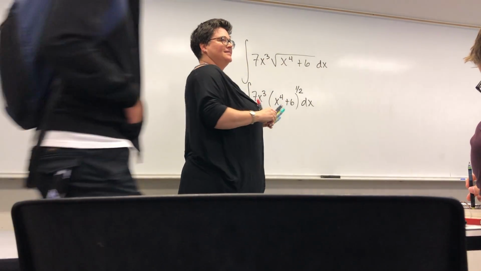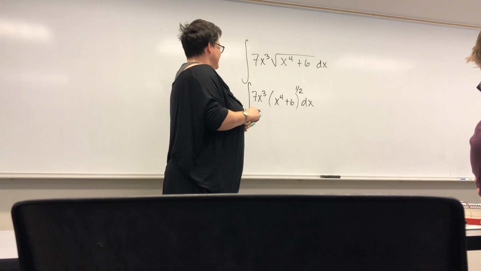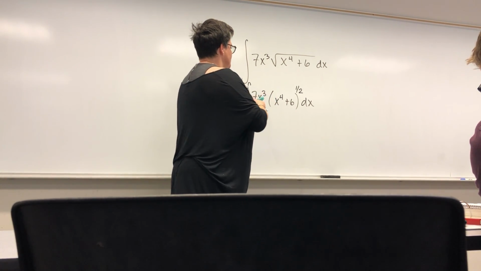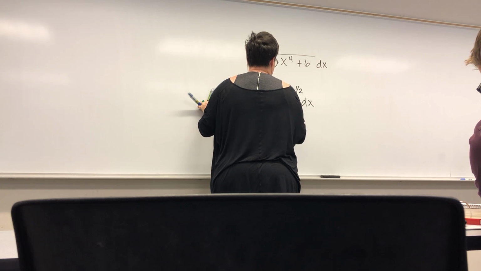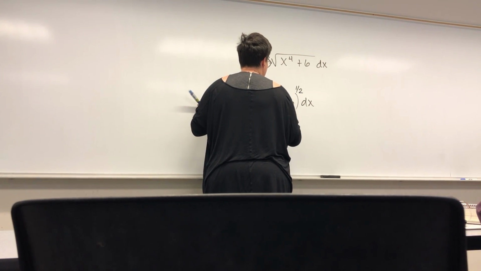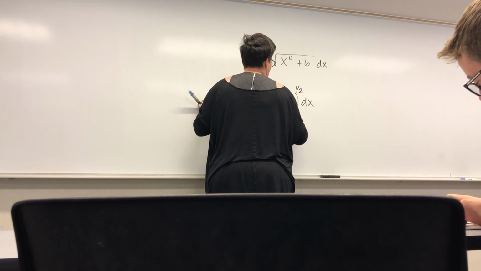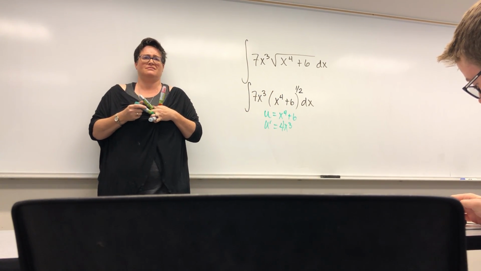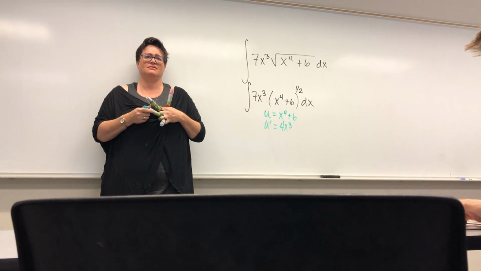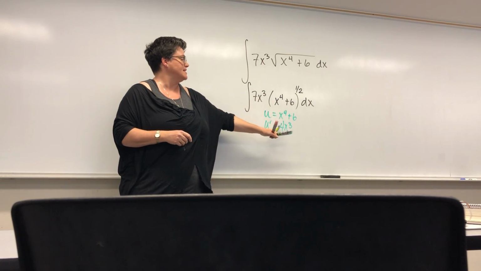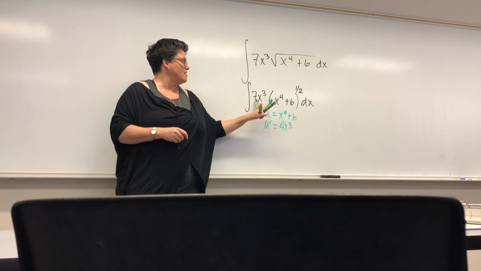Good morning. So is everyone cool where the 1/2 came from? Yes. Great, fine. What's your u? x to the 4th plus 6. What's your u prime? 4x cubed. And what do you have? 7x cubed. And what do you want? 4x cubed. So what are you going to multiply and divide by? Just 4. Don't overthink it. You have the x cubed already set, so all you can mess with is that constant coefficient.